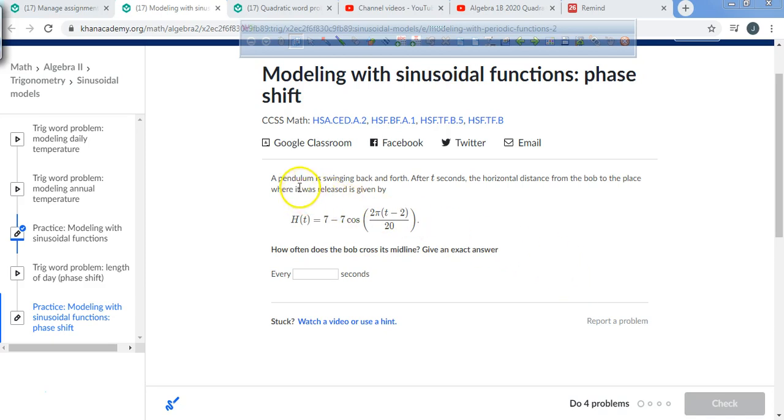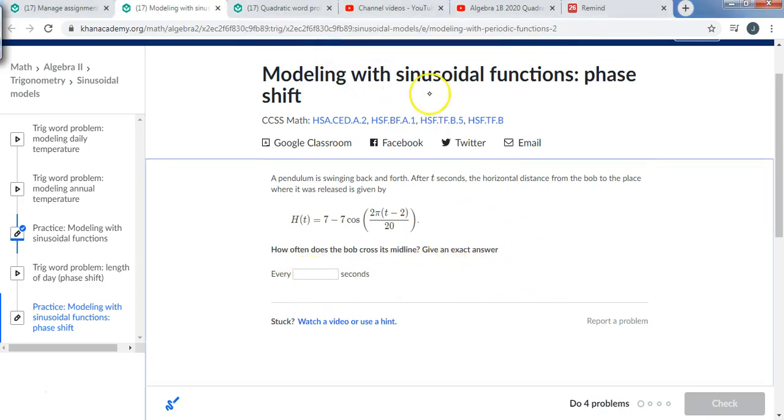So here we go. We have a pendulum, and it's swinging back and forth. After t seconds, the horizontal distance from the bob to the place where it was released is given by this equation right here. It says, how often does the bob cross its midline? Give an exact answer, so after so many seconds.